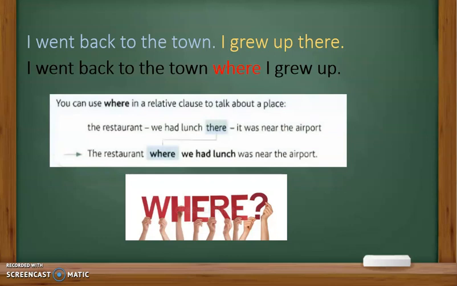You can use where in a relative clause to talk about place. The restaurant. We had lunch there. It was near the airport. The restaurant where we had lunch was near the airport.